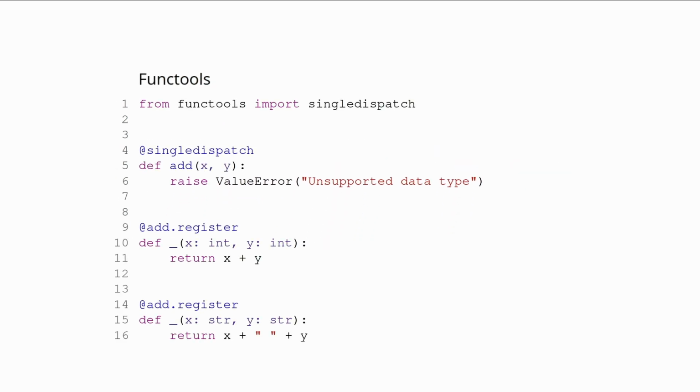So you can use the single dispatch decorator. Here we can see that on line 4, we have the single dispatch decorator, and it's above the function add. Then we specify the behavior for each type in a separate function. So if the user enters integers, the function defined on line 10 is run, and that one adds the integers together. But if the user enters strings, then the function on line 15 is run. And for all other cases, the value error on line 6 is raised.